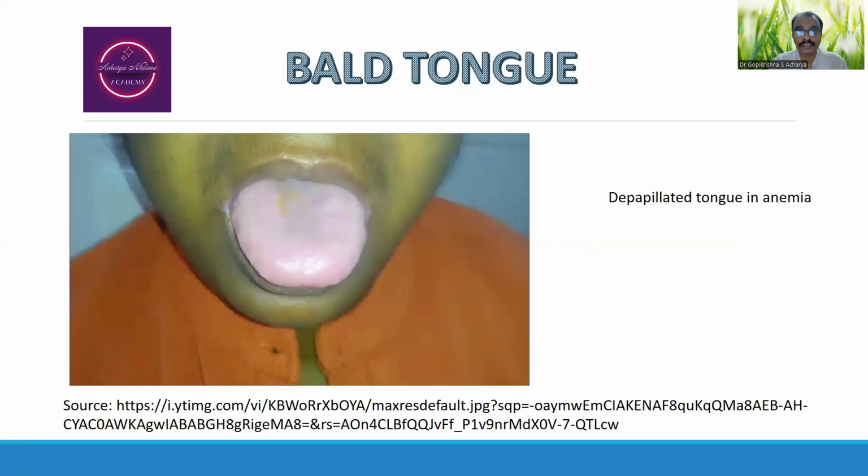Now, we are going to discuss some of the abnormalities that we are going to see in the examination of the tongue. In this particular image, we are going to see the depapillated tongue. Normally the tongue has a rough surface due to the presence of papillae. When the person has anemia, these papillae diminish, and the person will have a smooth tongue.